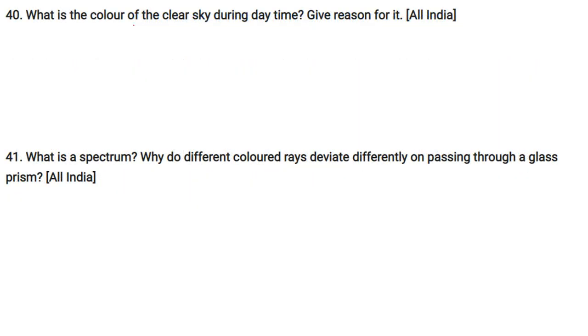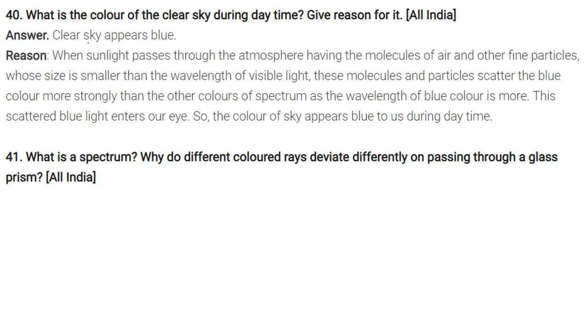What is the color of clear sky during daytime? Give reasons for it. So clear sky appears blue. Why? When sunlight passes through the atmosphere, having the molecules of air and various other fine particles, those whose size is somewhat smaller than the wavelength of visible light, these molecules and particles scatter the blue color. Blue color has the lowest wavelength.